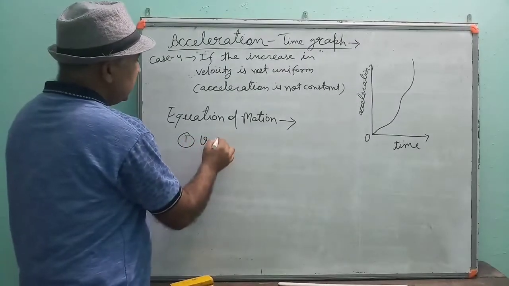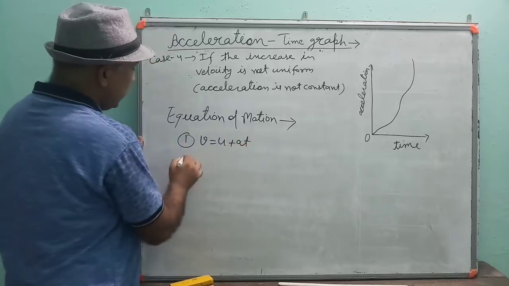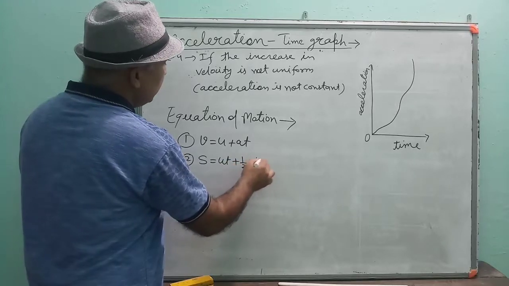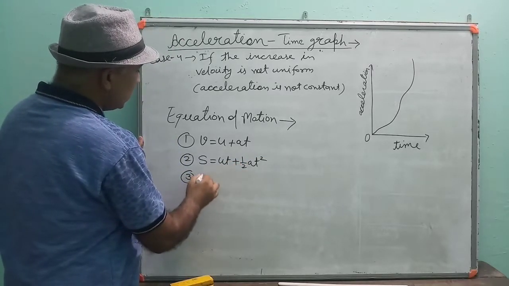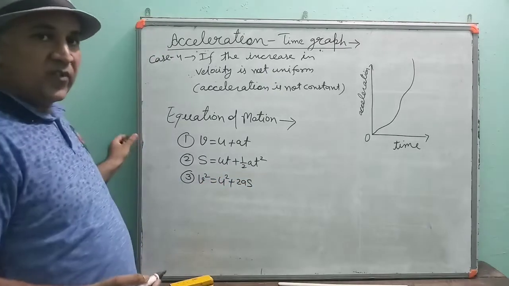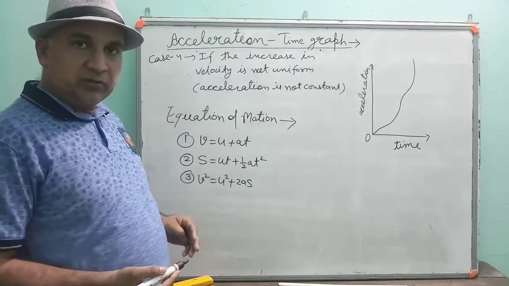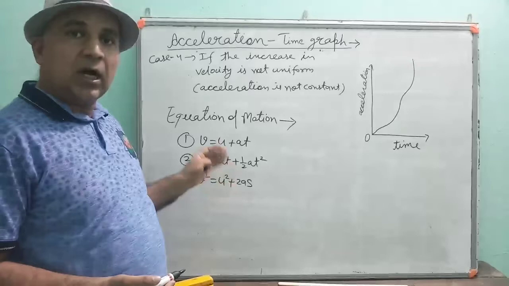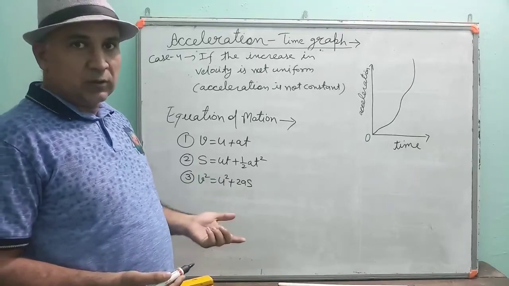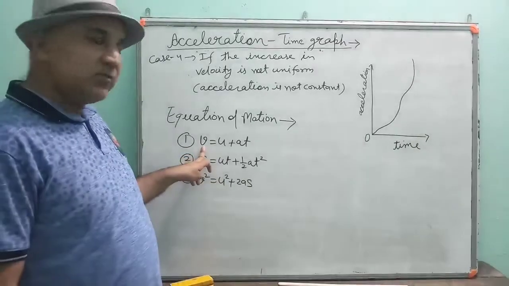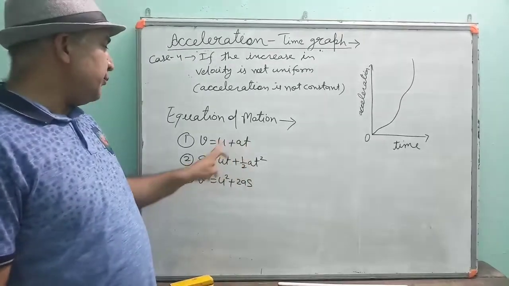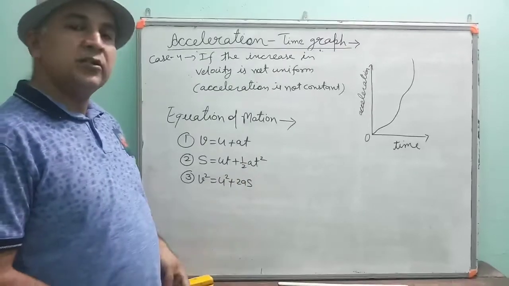The first equation is v equal to u plus at. The second equation is s equal to ut plus half at squared. And the third equation is v squared equal to u squared plus 2as. These are the three equations of motion. We will see the derivation, how to derive these with the help of graphs and also in a mathematical way. Here v is the final velocity, u is the initial velocity, a is the acceleration, t is the time, and s is the distance traveled in time t.